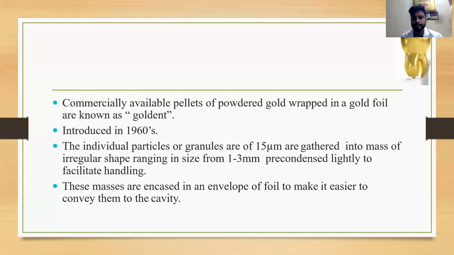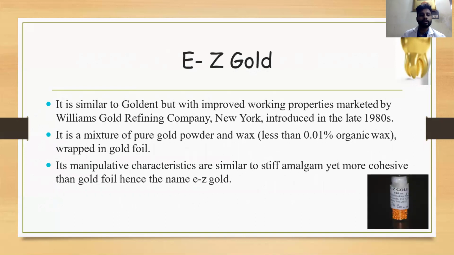It was introduced in the 1960s. The individual particles or granules of 15 microns are gathered into a mass of irregular shape, ranging in size from 1 to 3 millimeters, pre-condensed lightly to facilitate handling. These masses are encased in an envelope of foil to make it easier to convey them to the cavity.